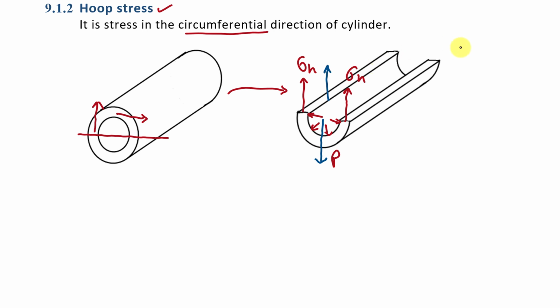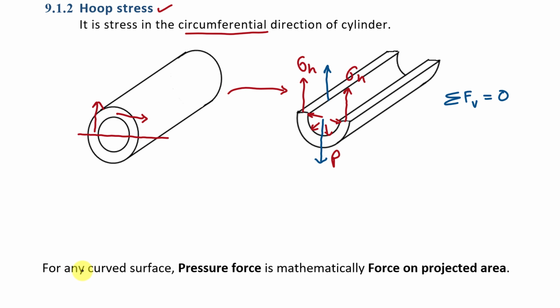Fine. So this part of the cylinder is in equilibrium, so we can say that the sum of forces in the vertical direction is equal to 0. So in this case, force due to these stresses and force due to this pressure will be the same. Now you have to remember that for any curved surface, pressure force is mathematically force on the projected area. Means force due to this pressure will be P into A, and this area will be taken as the projected area of this curved surface. Means we have to take this area.